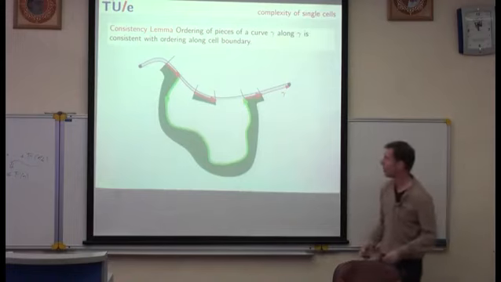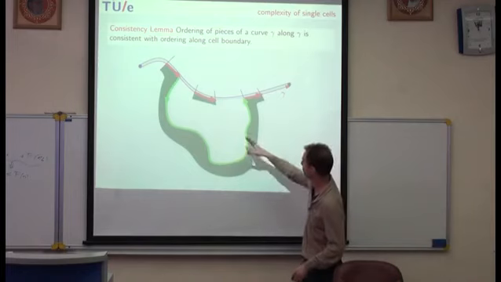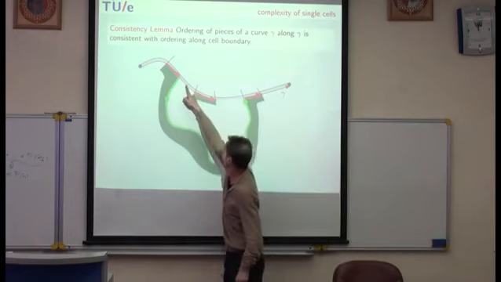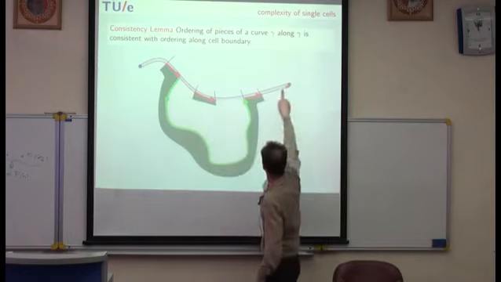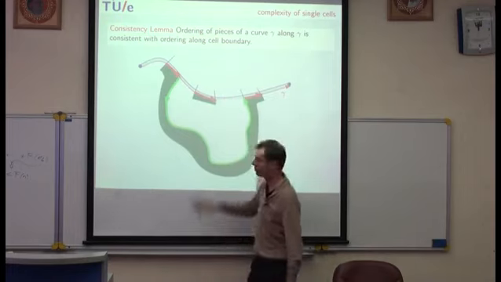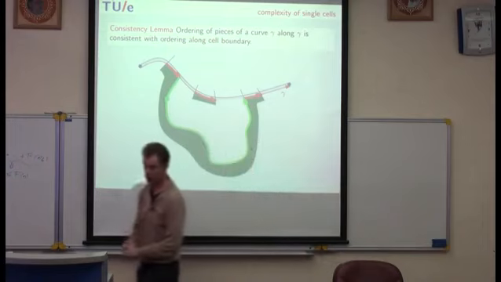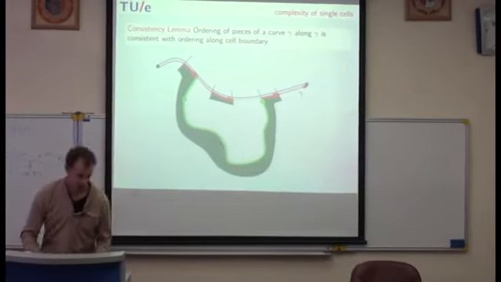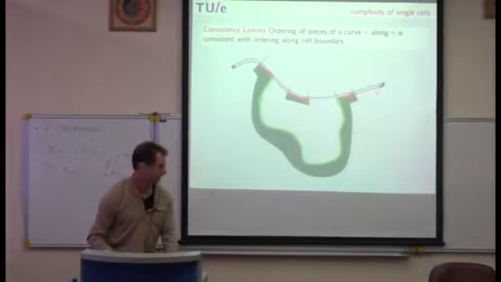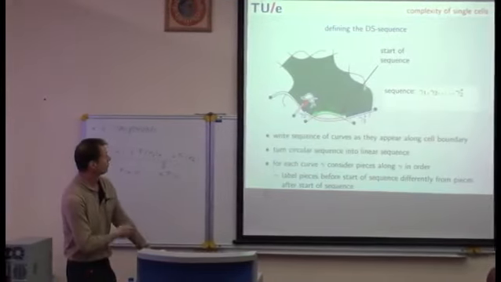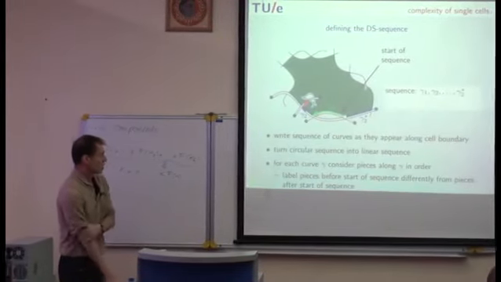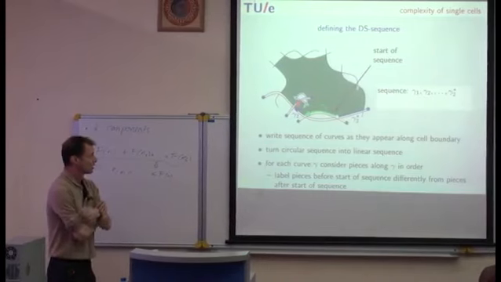Right, so indeed, if I only look at this part, let's say the bottom part of the curve, then the ordering along the curve is the same as the ordering along the cell boundary. So this is something that we will need and that we need to remember. Okay, so now let me define the sequence.